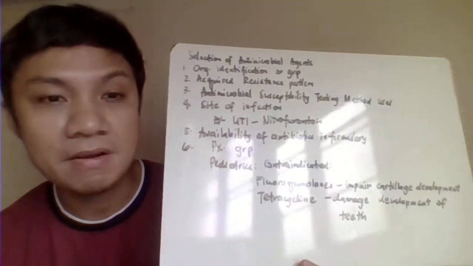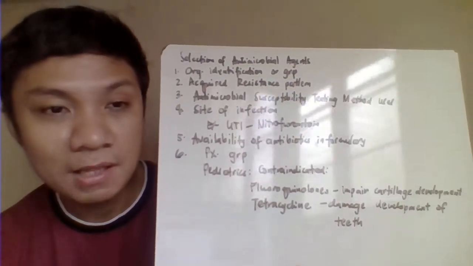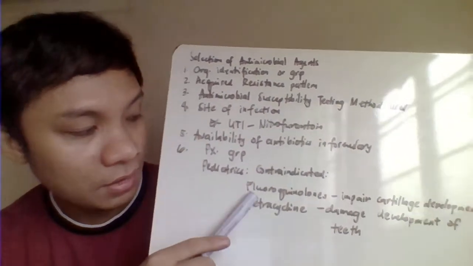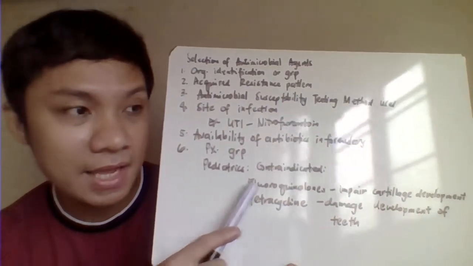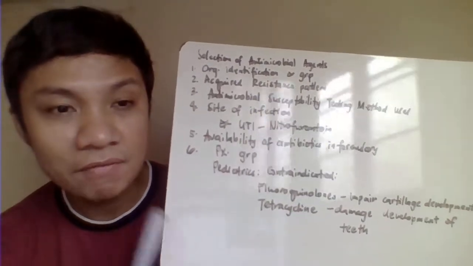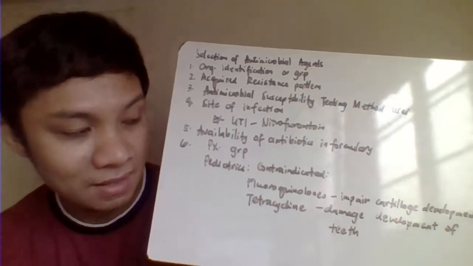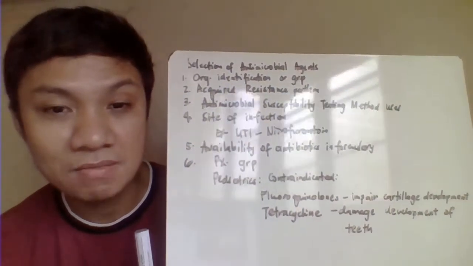And number 6 here, patient group. Okay, pag pediatric patient, dapat hindi mo bibigyan ng fluoroquinolones because it tries to damage the cartilage development. And do not give also tetracycline kasi magiging metallic ang kanyang teeth. Okay, it tries to damage the teeth of the patient.